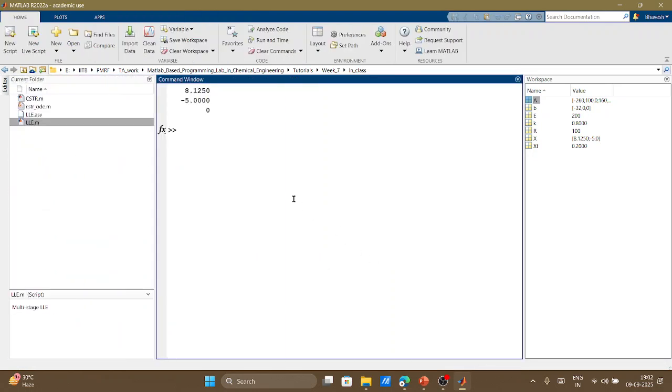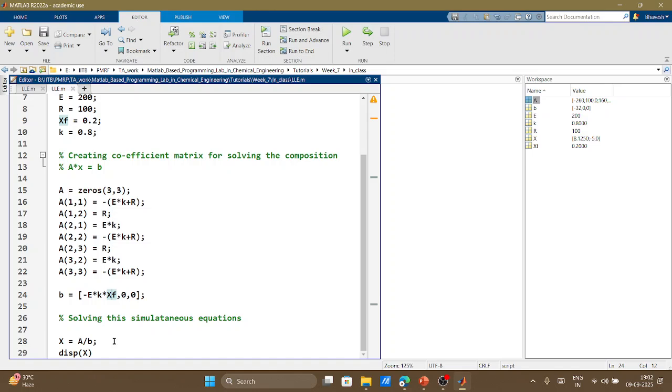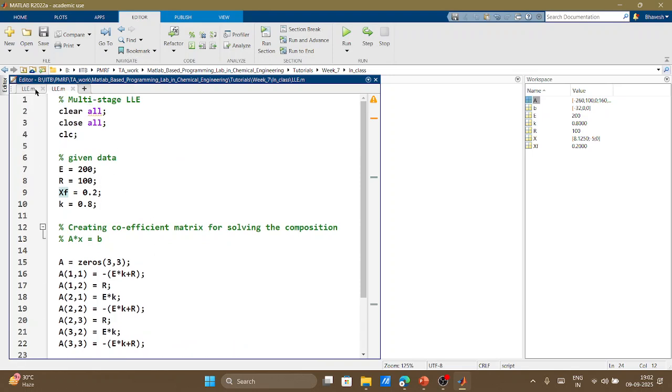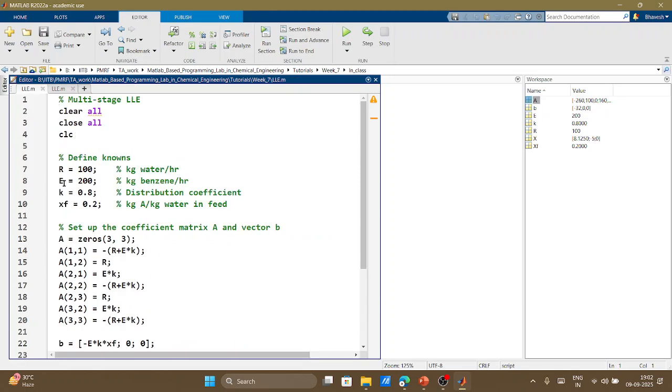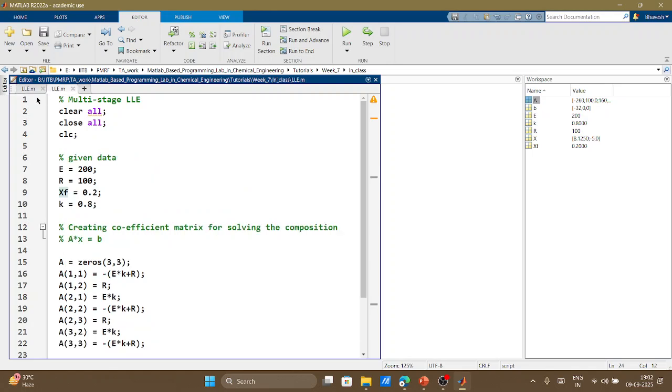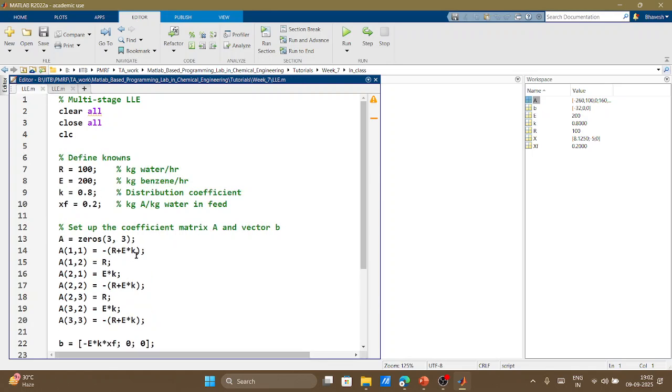Oh, I'm getting negative values. It should not happen. That means we made a mistake somewhere. A by B zeros. Let me just quickly look at the previous example. R100, E200, 0.8.2.